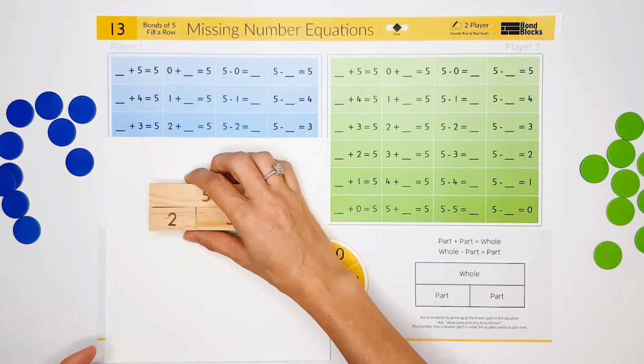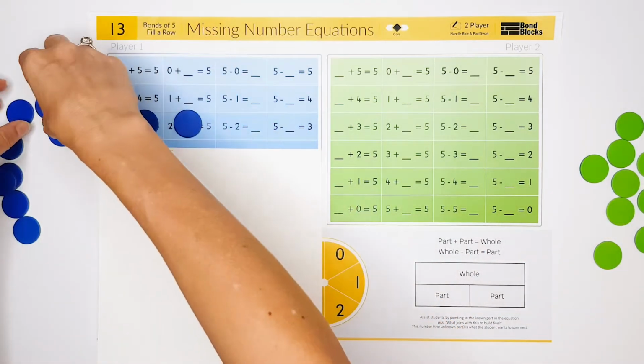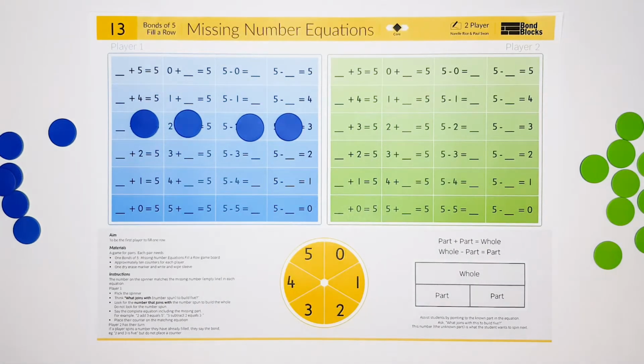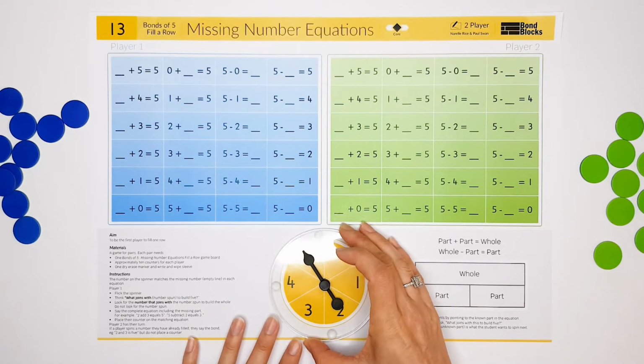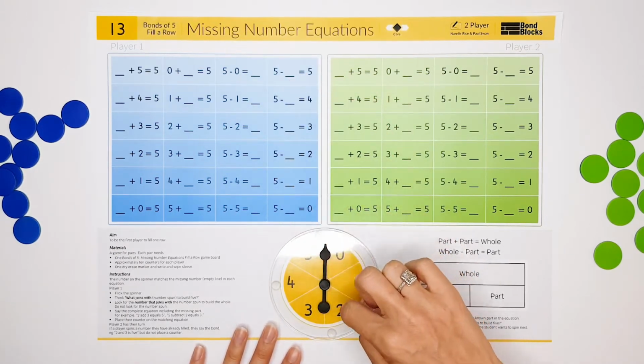The aim of the game is to fill a row with 4 counters, and the first player to do that wins. Let's begin. Remembering that the number on the spinner is the missing part.